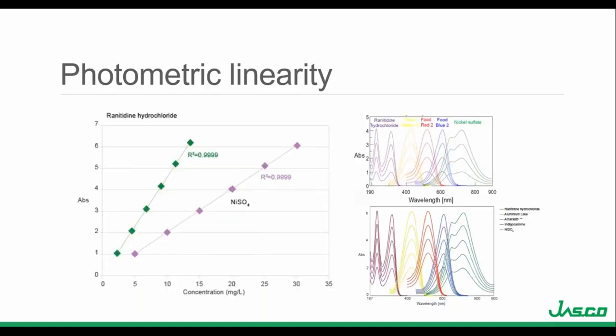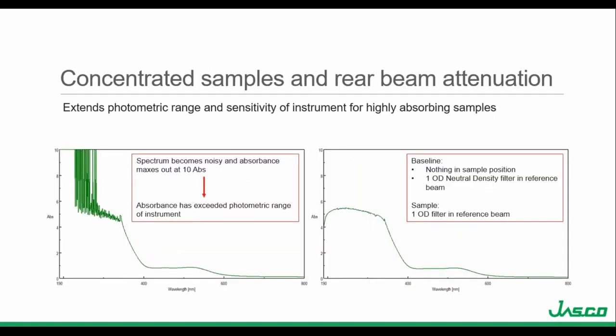This graph illustrates the linearity of both the single and double mono instruments as a function of sample concentration, and as mentioned earlier, the additional monochromator reduces the effects of stray light, which increases the photometric range of the spectrophotometer. So in double beam instruments, the reference beam can be attenuated by a neutral density filter to expand the photometric range. The addition of the neutral density filter to the reference beam balances out the absorption by the sample so that the difference in the intensity of the reference and sample beam is not as large.